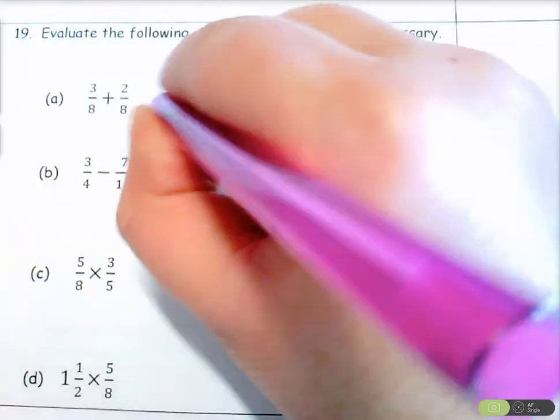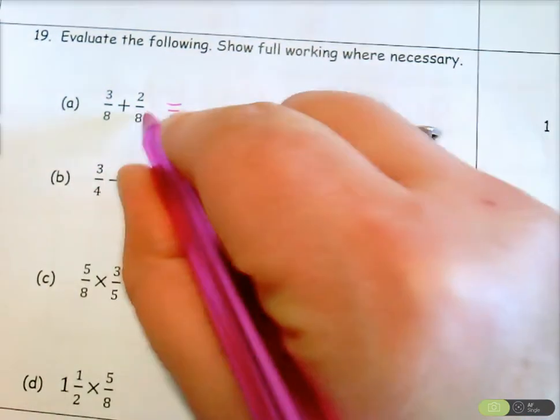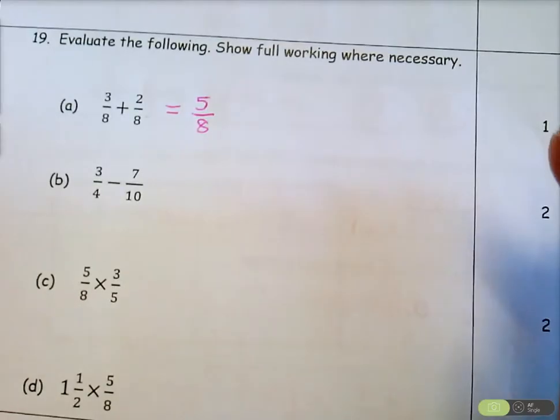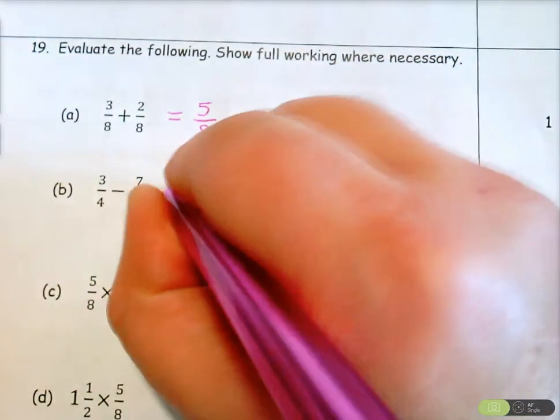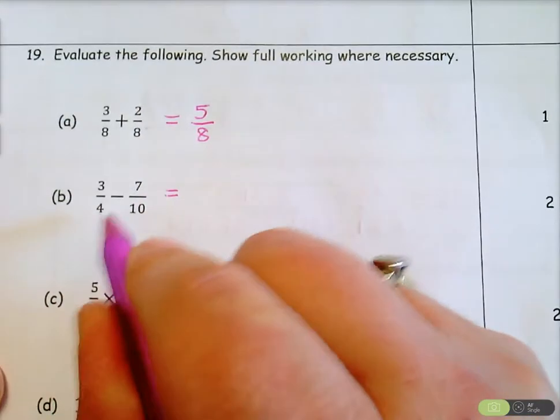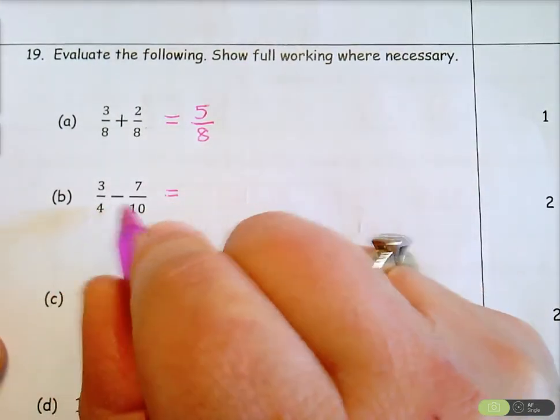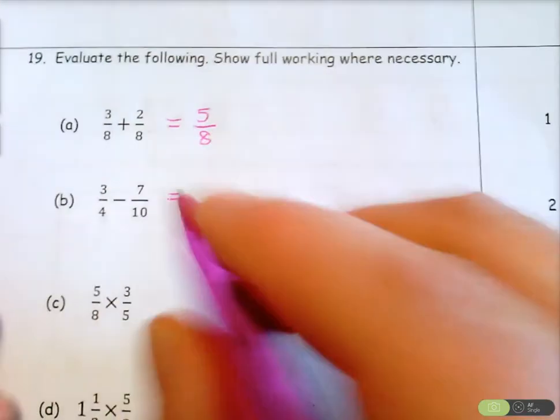Adding and subtracting fractions. When the denominators are the same, you can just add the numerators. So 3/8 plus 2/8 is 5/8. With the next question, the denominators are not the same. So you have to think, what denominator can I make the 4 and 10? What's the lowest common denominator?